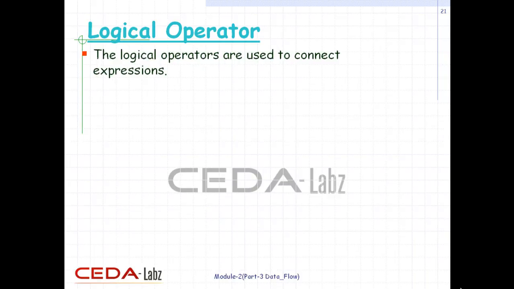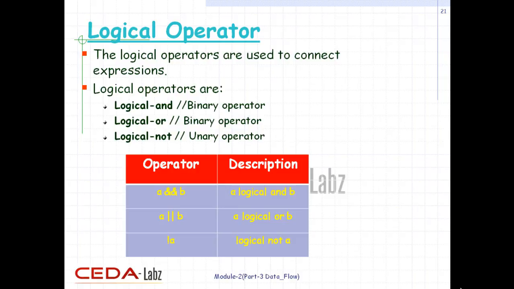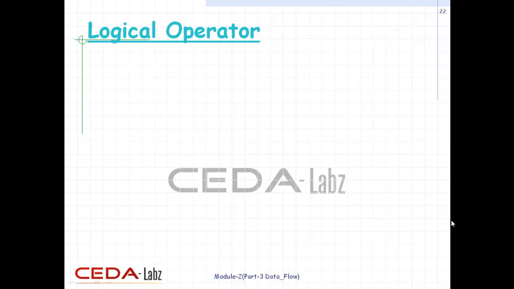Logical operators are mostly used to connect expressions. Logical operators are logical and, logical or, logical not. Operators logical and and logical or are binary operators. Operator logical not is a unary operator. Logical operators follow these conditions.